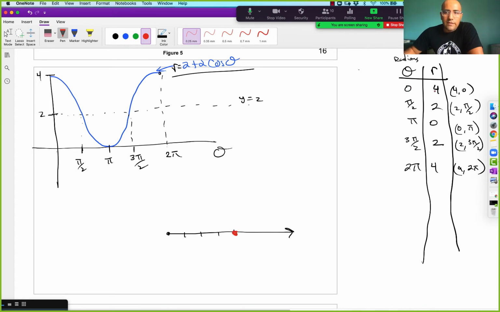Angle 0 leads to 4. Okay, now pi over 2, that's going to be like 90 degrees. So then when I create a ray that goes from here to like there, this is pi over 2, then that leads me to 2 units in that direction, so that's like 1 unit, 2 units. So now I have another point. I have 2 points so far.